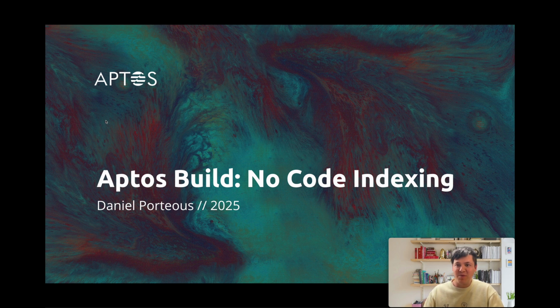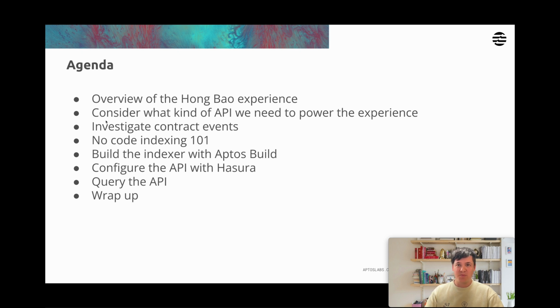Today I'm going to be talking about the new no-code indexing feature in Aptos Build. This is a product that lets you create indexing for Aptos contracts without having to write any code or run any infrastructure.